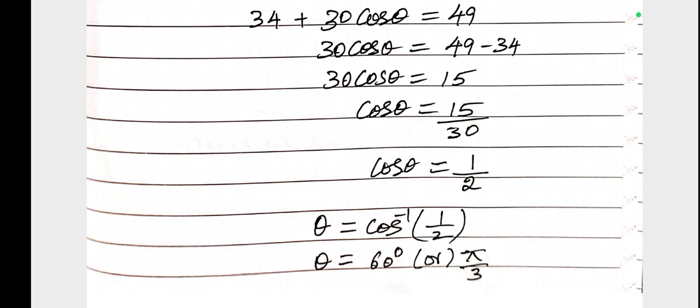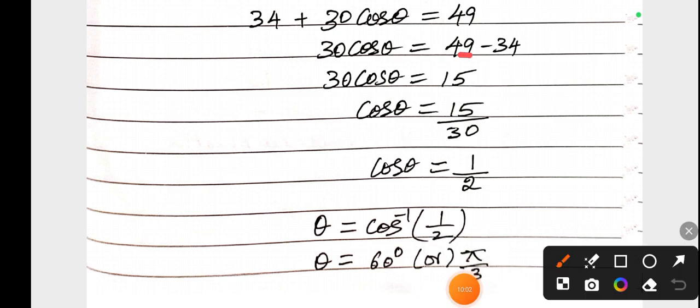Once we substitute the values, we will get 49, 34, you can subtract. You will get 30 cos theta is 15, sorry. Cos theta equals 15 by 30. If we cancel, we get cos theta is 1 by 2. Theta equals cos inverse of 1 by 2. When 1 by 2 comes, 60 degree will come and pi by 3 will come. Both will come, so it's important.